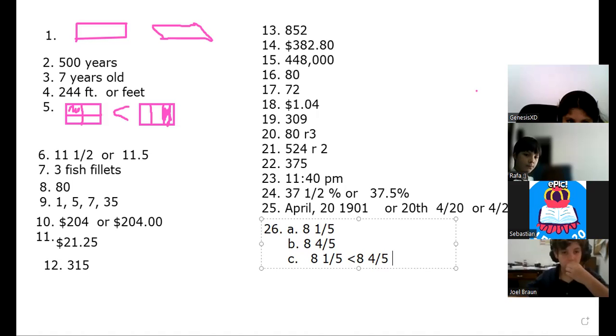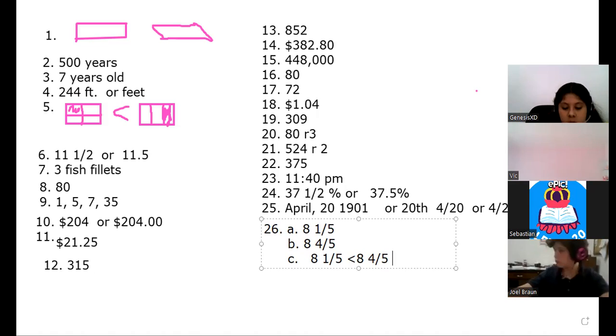If you wrote it the other way around, 8 4/5 first and 8 1/5 second, then you would just flip your comparison symbol around. Okay, if you got any of those wrong, then it is wrong. Genesis, I'm sorry, I couldn't hear you, but I hope I answered your question. If not, you can write it up on the board.